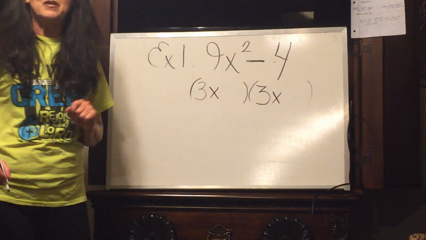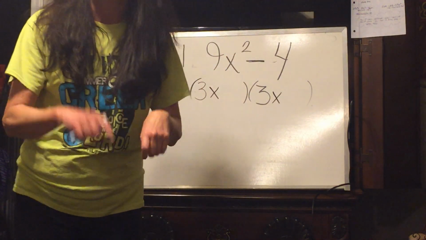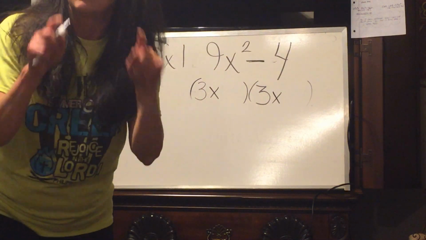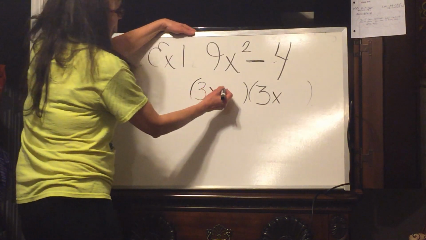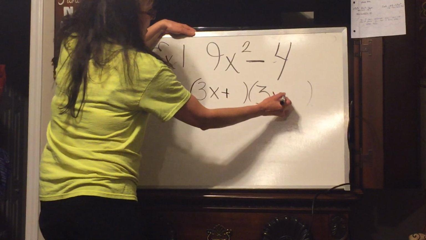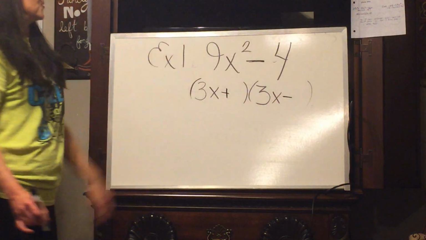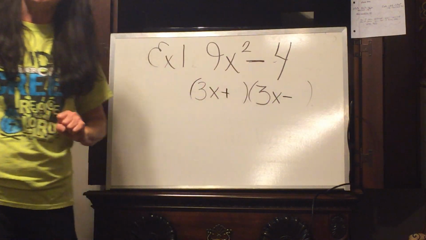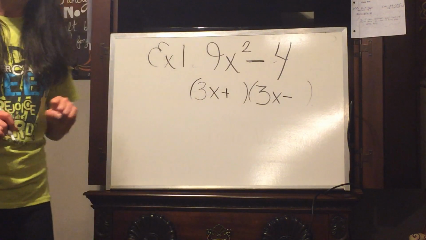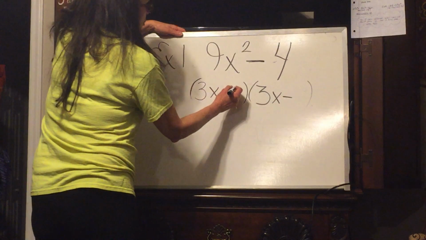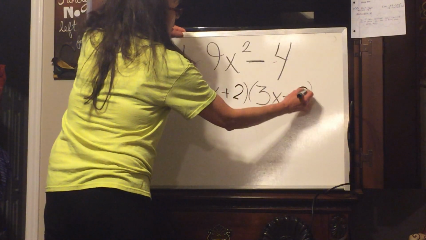Oh, you have a minus in the middle. What does that mean? That means the signs are different. One plus, one minus. Every time? Yes, every time when you're doing the difference of squares. Oh, you got to another number. How do you do that? Take a square root. The square root of 4 is 2, and you put a 2 here.